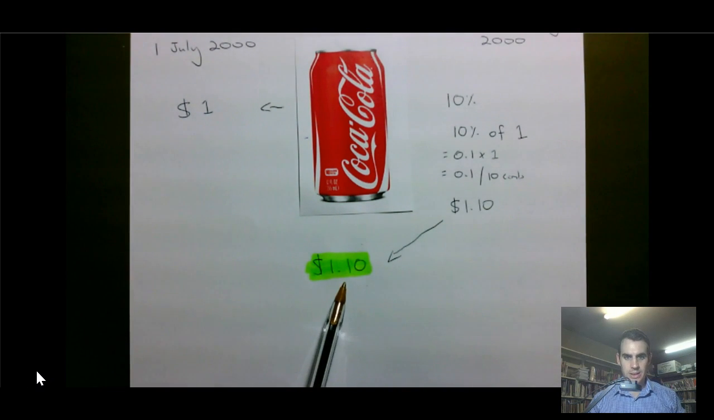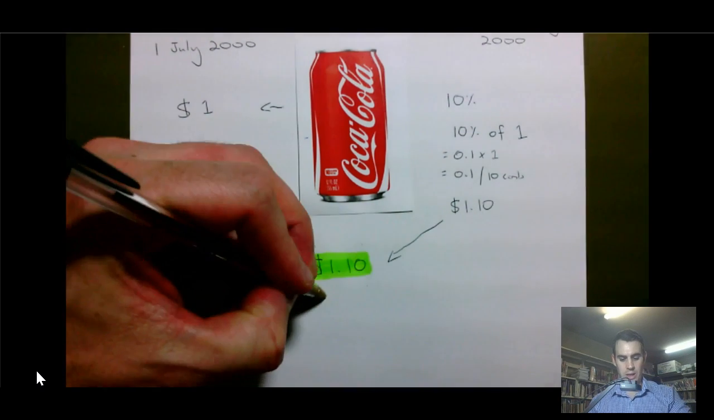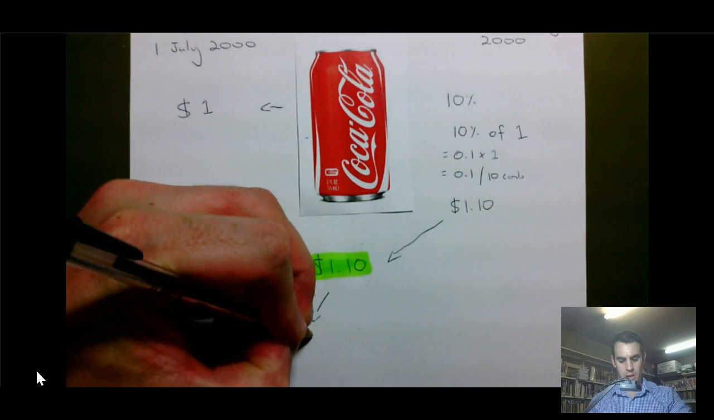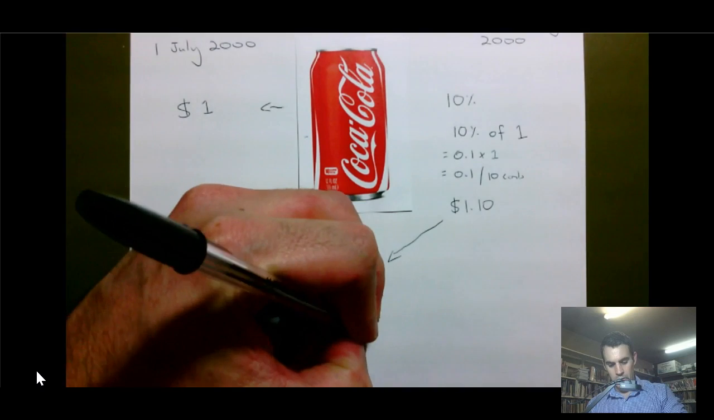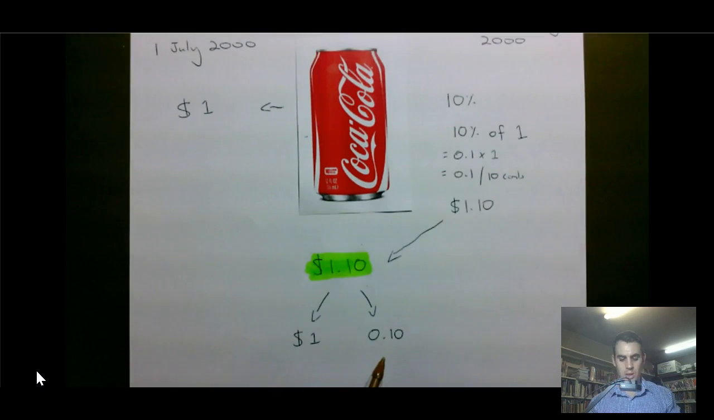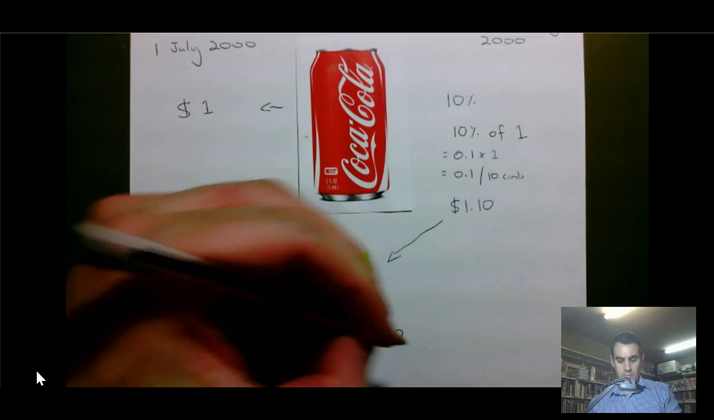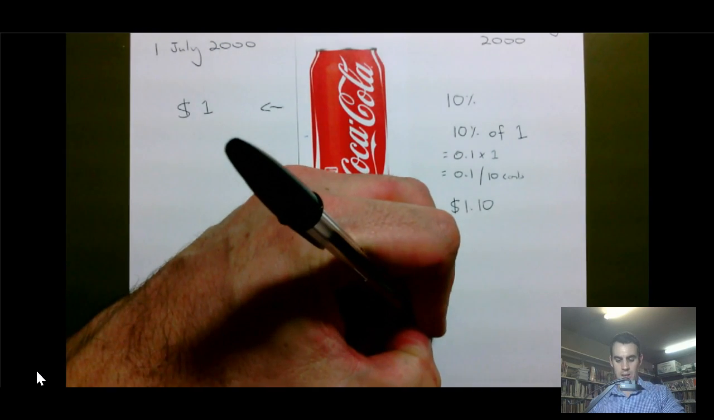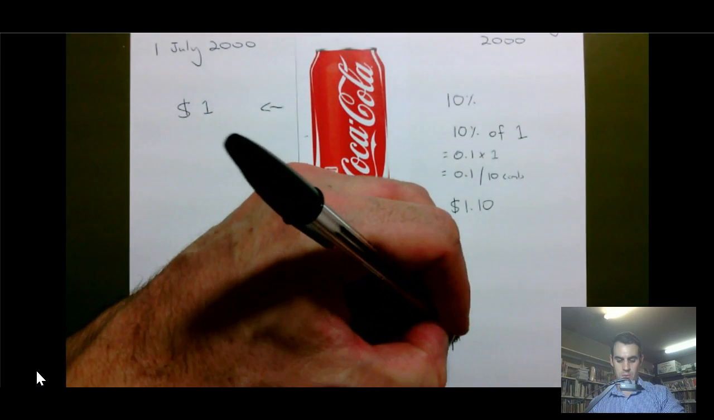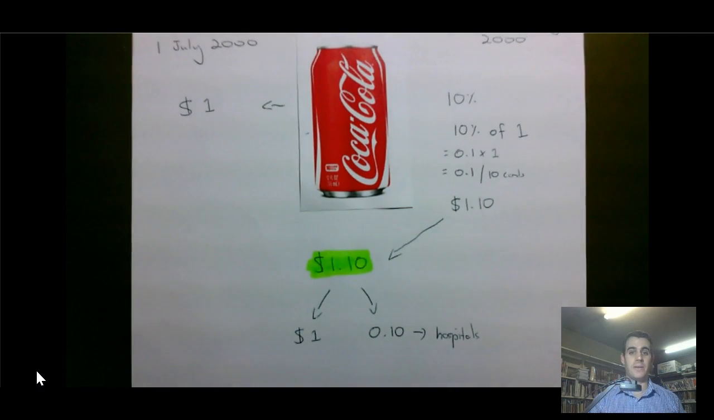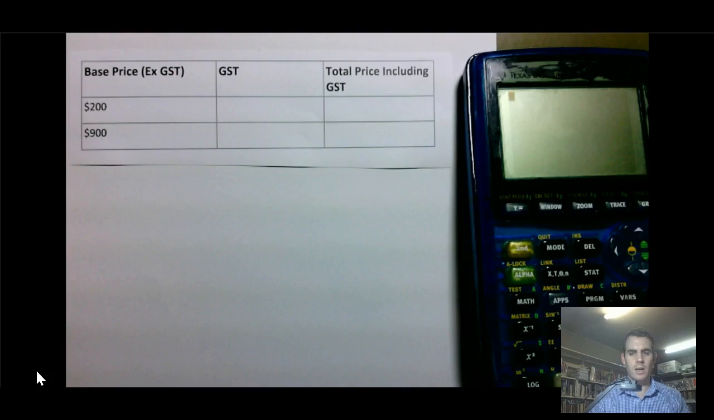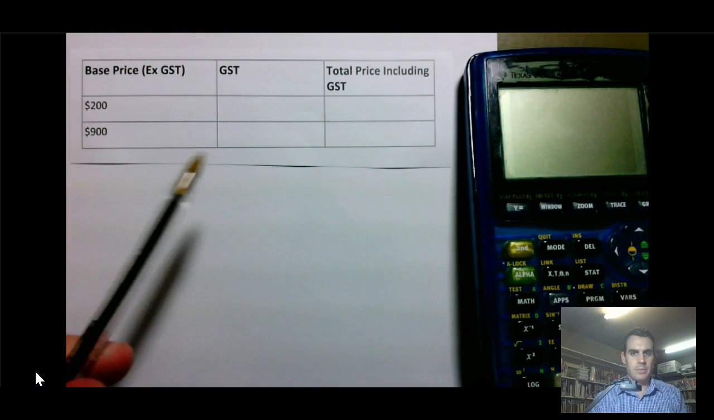So we've paid $1.10 for this can of Coke. So the business actually will receive $1.10 when we hand over this money. But the business does not actually keep this $1.10. They only keep $1. The 10 cents actually is going to go to the government. So they're going to use this 10 cents to build hospitals, roads, etc. So it's just a way for the government to raise money. Let's now go through some examples.